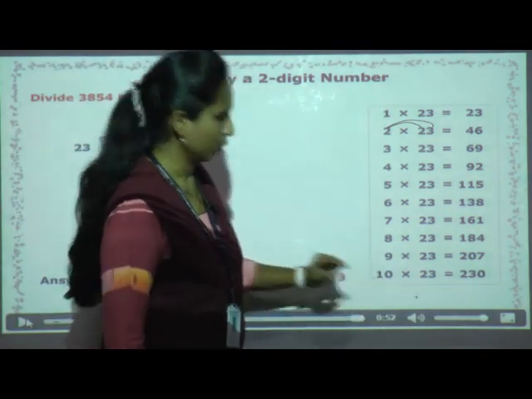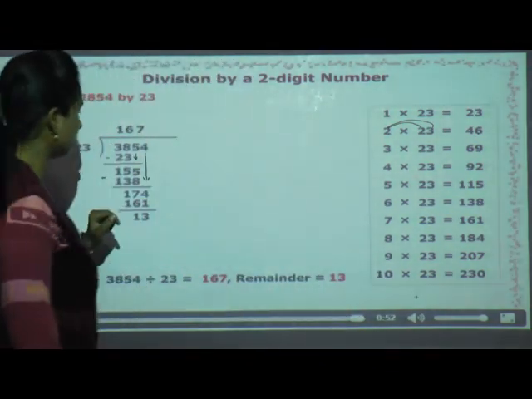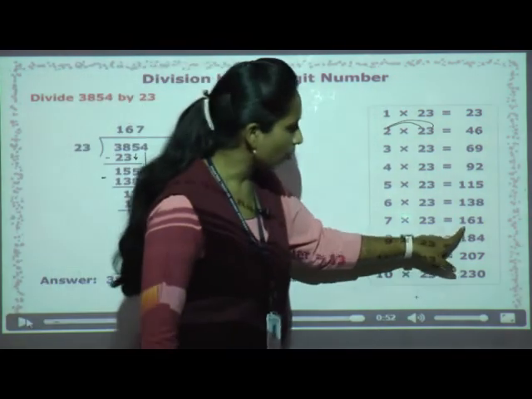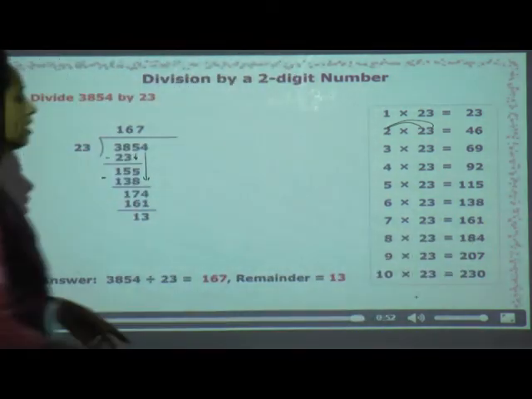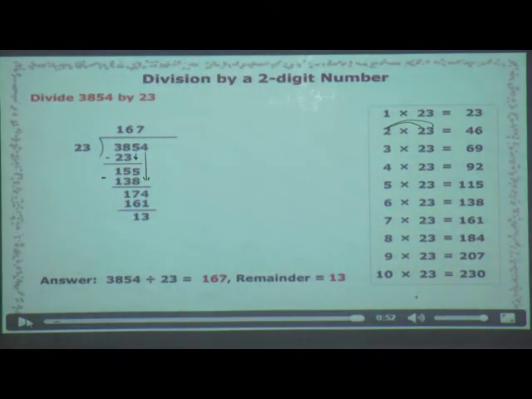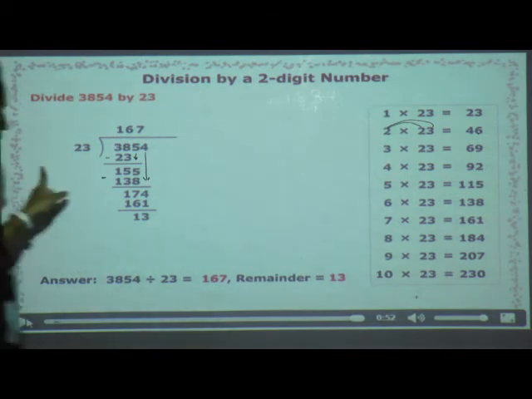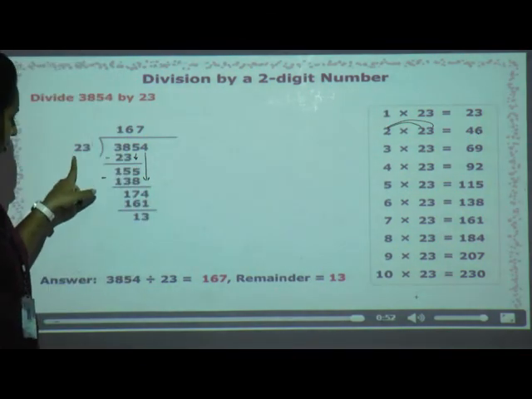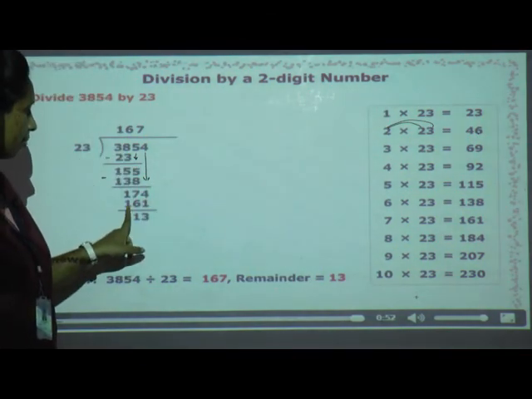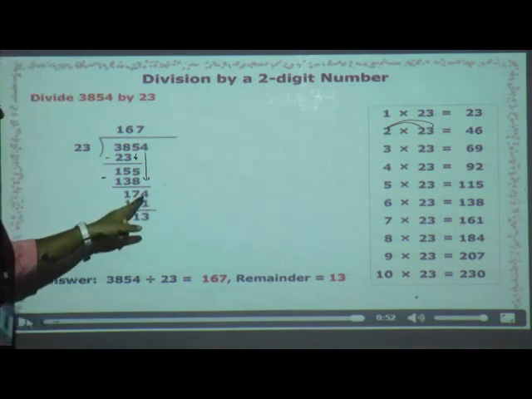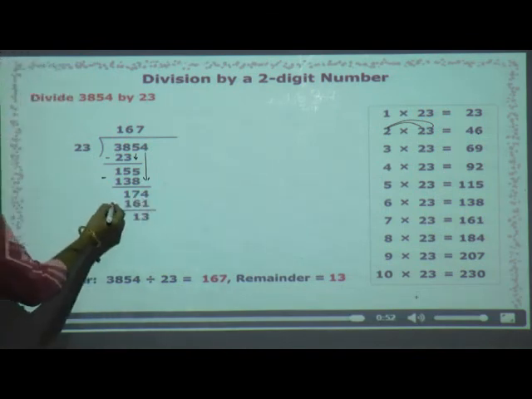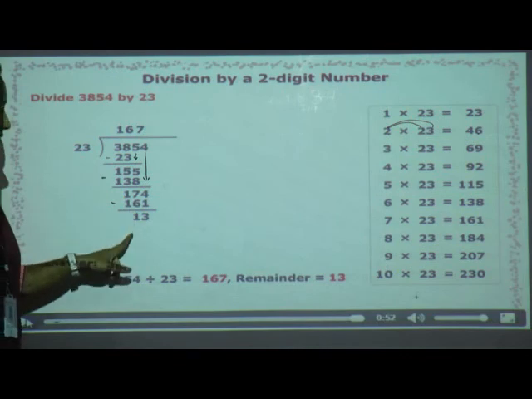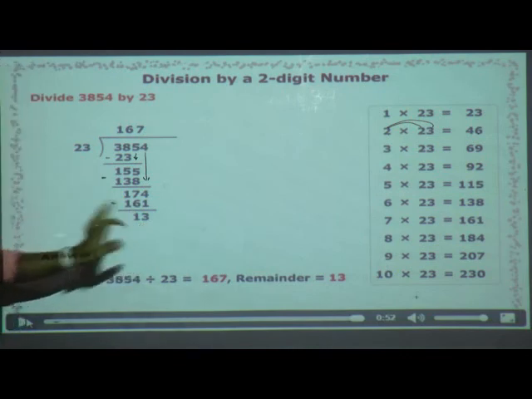Now is 174 there in the 23 table? No, it is not there. Then what is less than that? 161. Where is it? How many times does this number go in this table? Yes, 7 times 23 is 161. Now do the subtraction. 4 minus 1 is 3, 7 minus 6 is 1. So this is the remainder.